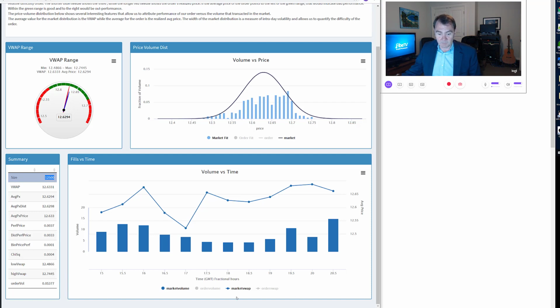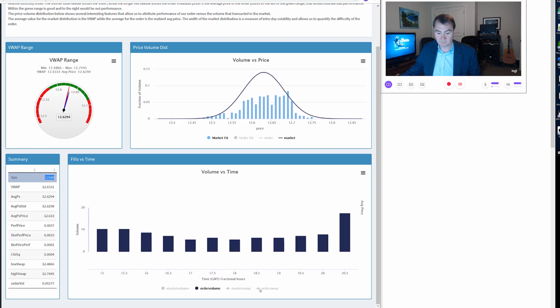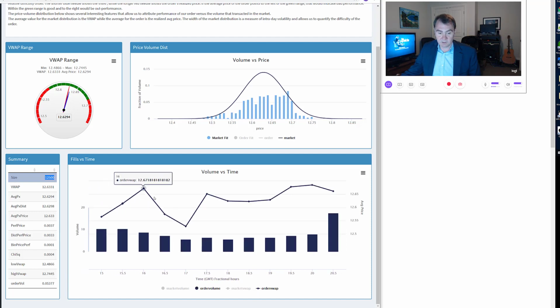Okay. We can do the same thing with the order. Let's turn that off. This chart here, this line chart, shows us what our average price was for the order in each of these time bins, and then the bar chart is showing our fraction of volume. So what if we want to ask the question, how much of the performance deviation that I see up here is caused by me or my algo not matching the market distribution?